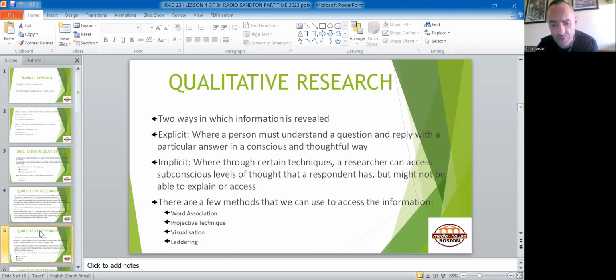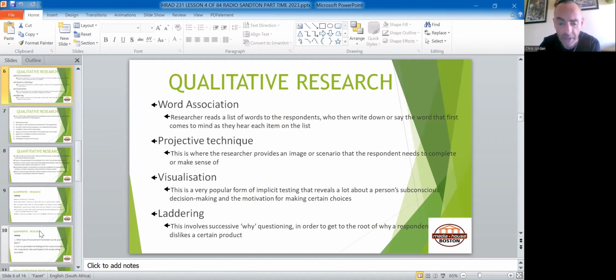The first two questions that I had are within this one big subsidiary question, right? They are not enough. It's not enough to understand and make decisions on at a management level, which again you will understand further in Radio 3. There are a few methods that we can access: word association, projective techniques, visualization, and laddering. Let's look at each one of those.